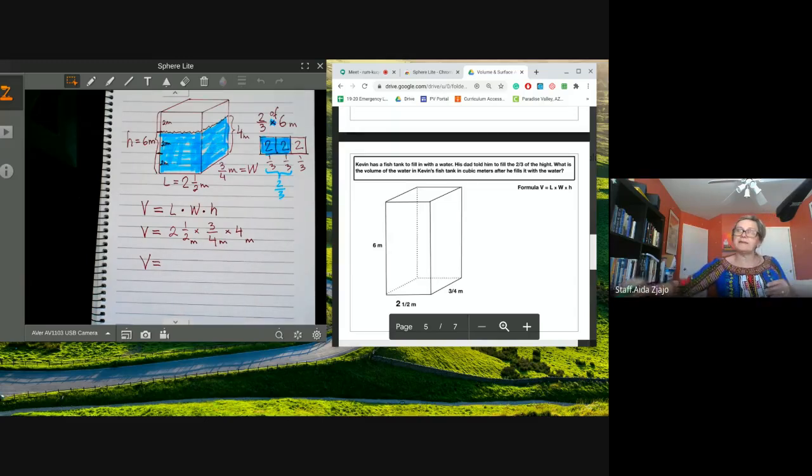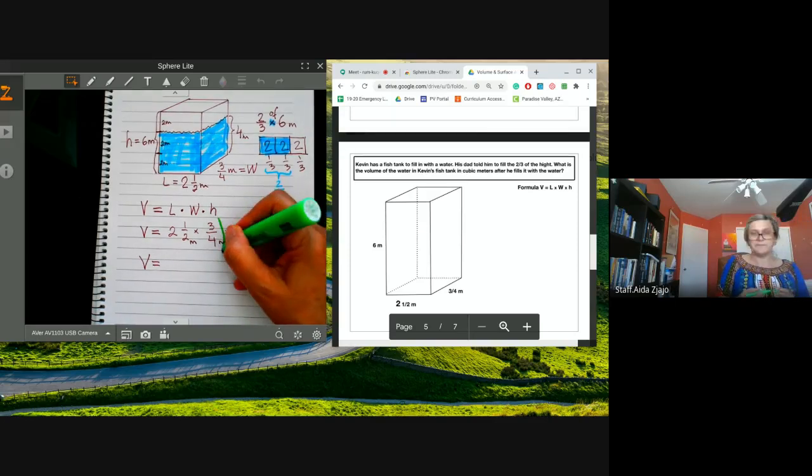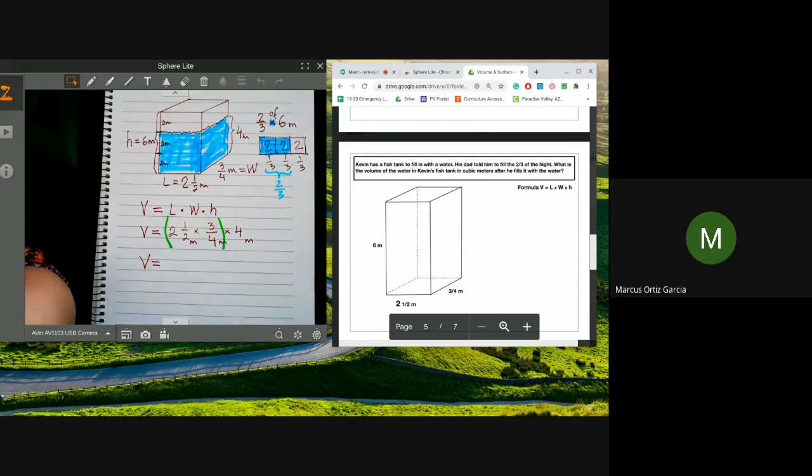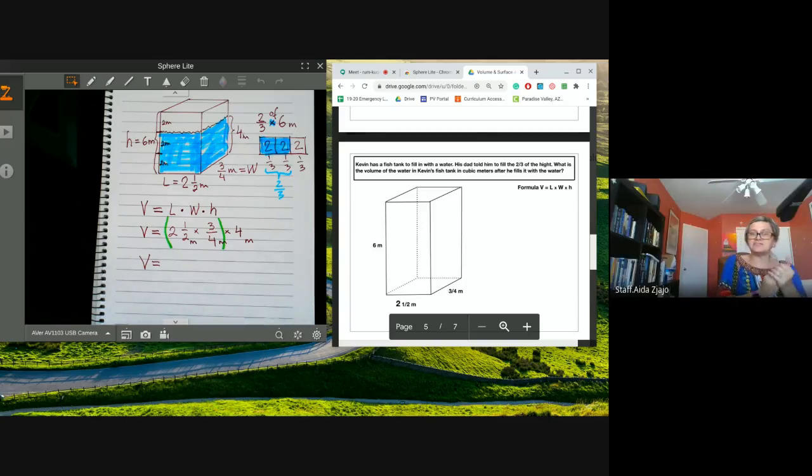Marcos, help me to multiply what Anileda says. How am I going to multiply 2.5 times 3/4? What strategy can I use?